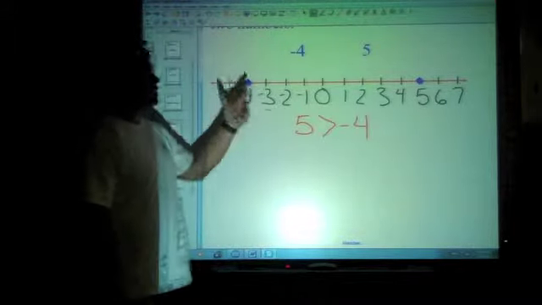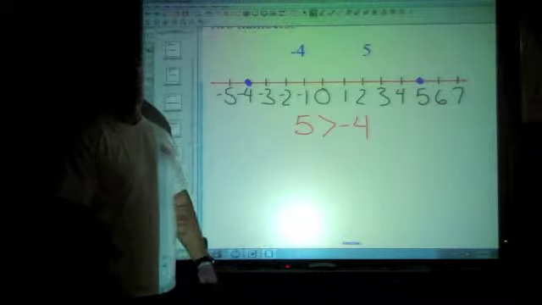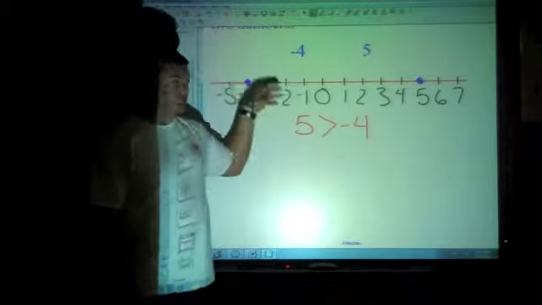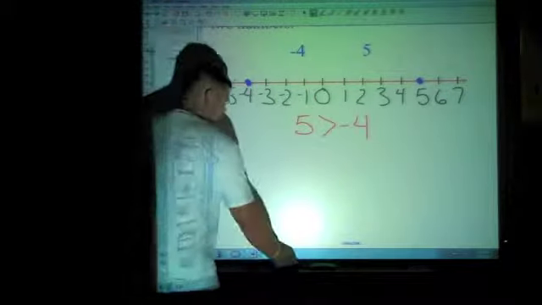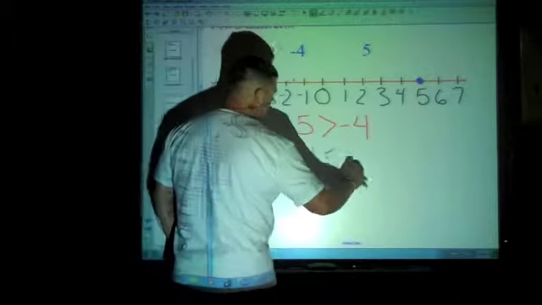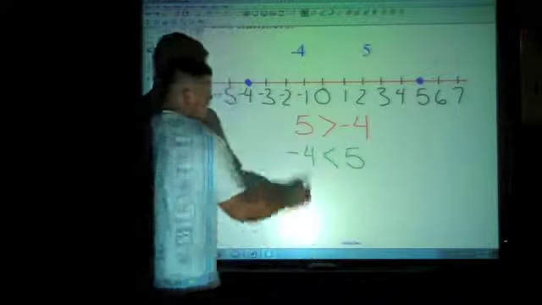Now, is one of these numbers less than the other? The answer to that, yes. The number that is farther to the left is less than the number on the right. So the other way we could compare this is we could flip it around and say -4 is less than 5. There I have it.